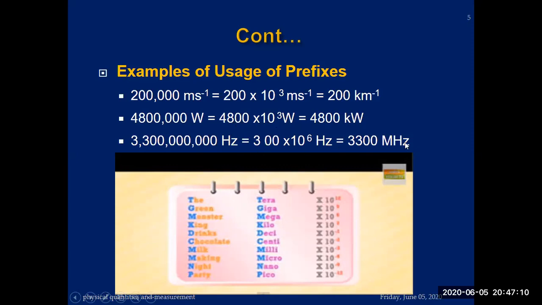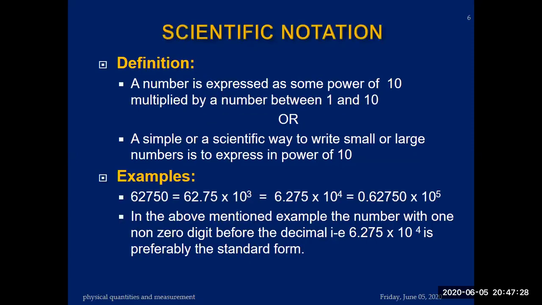This is the benefit of writing the units with prefixes. These are the advantages, the plus points. When you write units in the form of prefixes, it becomes easier for you during mathematical calculation and during writing, and it also saves your page as well. Now the next one is scientific notation.